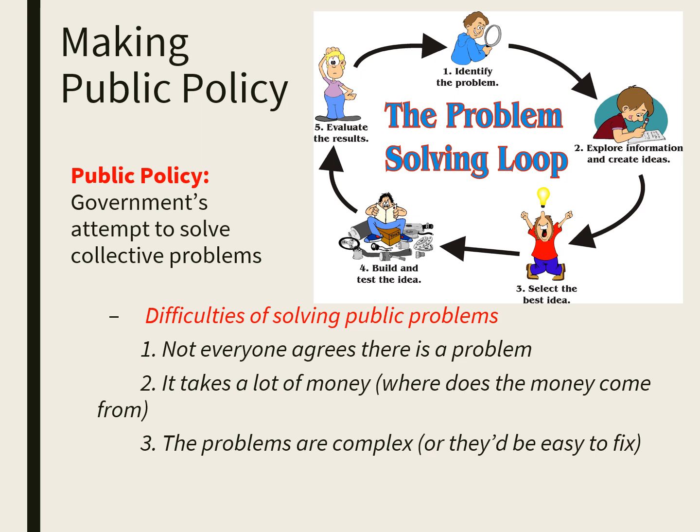Of course, that's easier said than done, and there's a lot of difficulties with solving public problems. One, not everybody even agrees there is a problem, right? So what is viewed as a problem for one person or one group is not viewed as a problem by another group, or maybe a different problem is greater. So the first problem is just, again, deciding what is the problem and what problem should be resolved and fixed by the government. The second is that it takes a lot of money.